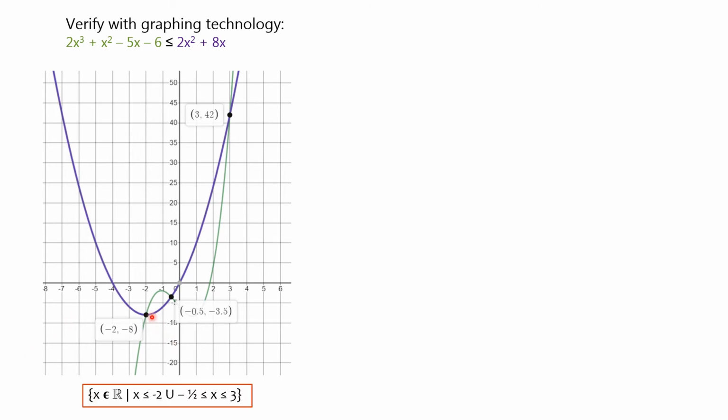So the green one is less than the purple one when our x values are less than or equal to negative 2. And the green one is lower here in this little piece that I'm highlighting here. That's from an x value of negative 1/2 until an x value of 3. So that's when the green one is less than the purple one. But what we did was we took those two equations and we put them together into a new corresponding equation. So let's look at that new cubic.